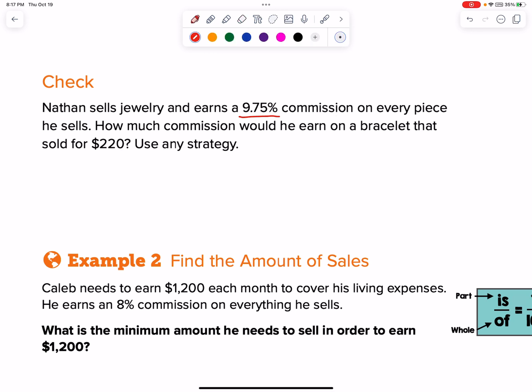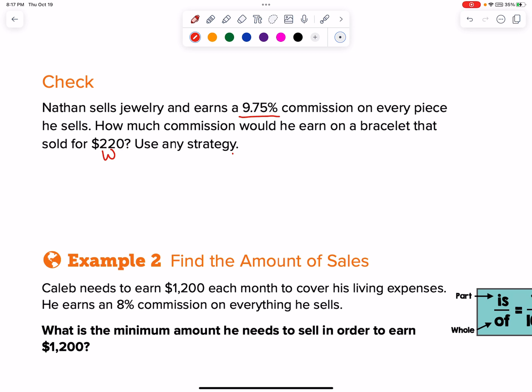How much commission would he earn on a bracelet that's sold for $220? This is sort of like our OG, our whole amount. I understand that it says sold, but our situation is different now. The 220 is what he's getting commission on. So we're calculating what is 9.75% of the 220.